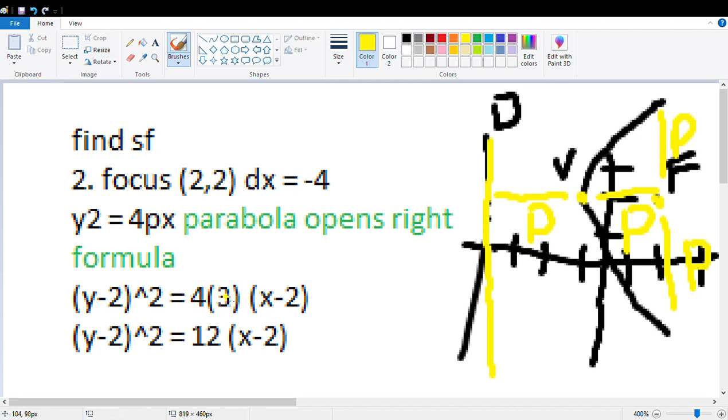Class, you may ask, what is this 3? I said this is the distance of the directrix to the vertex, or vertex to focus. That is 1p. 4 times, oh wait, so x minus 2. So 4 times 3 is 12. Therefore, that's our standard form. Thank you, class.